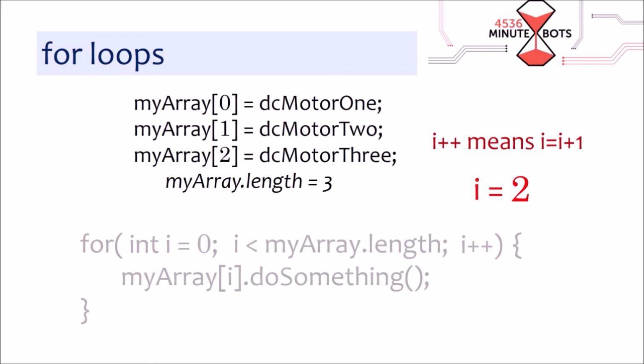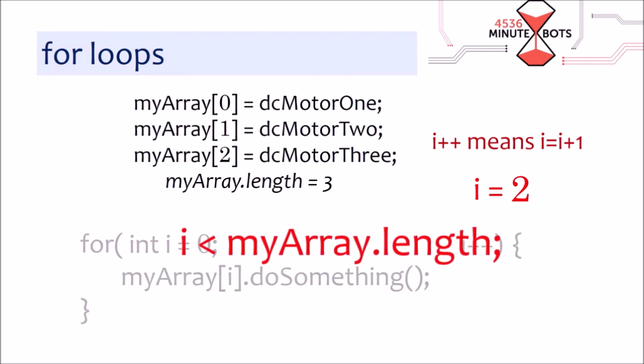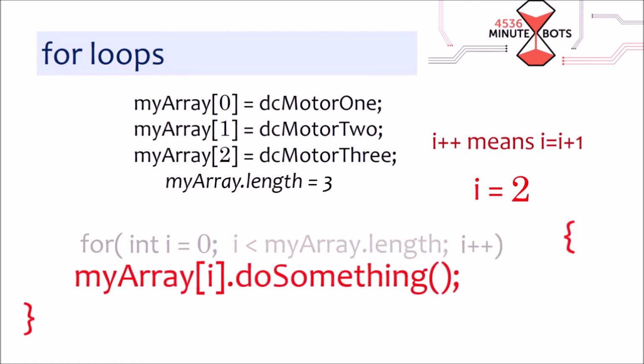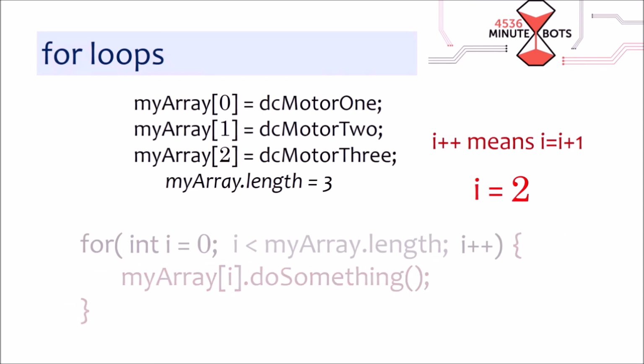All right, we're going to run it again because we haven't exited the loop yet. Is i less than myArray.length? Is 2 less than 3? Absolutely. So again, we're going to call the code. In this case, it's myArray[2].doSomething. So now we're affecting DC motor 3. We've done DC motor 1, we've done DC motor 2, and we've done DC motor 3. We have iterated through the array, applying the doSomething method to every one of the objects.